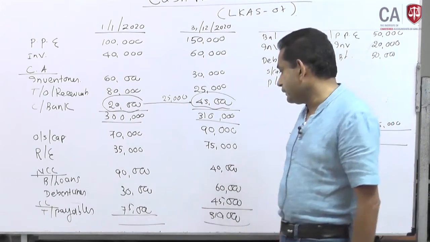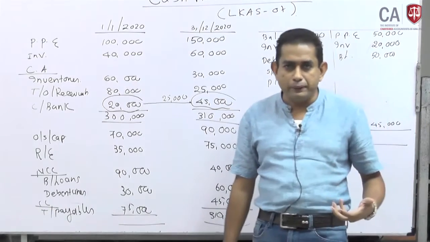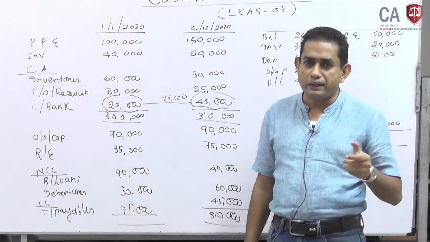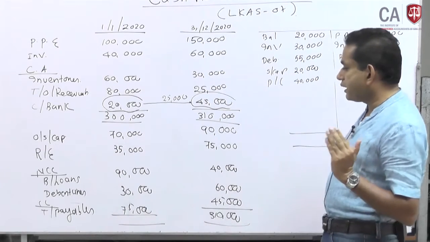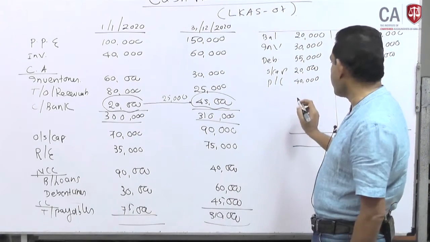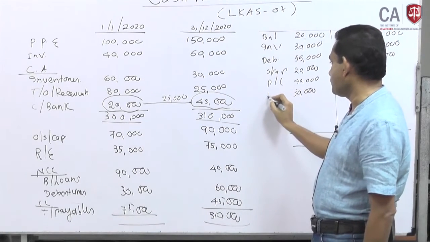Debentures, opening 30 and closing is 60. What do you think would have happened? We have gone for a debenture issue during the current year at the tune of 30,000. You can credit debentures and debit the cash account by 30,000 rupees. Debentures.